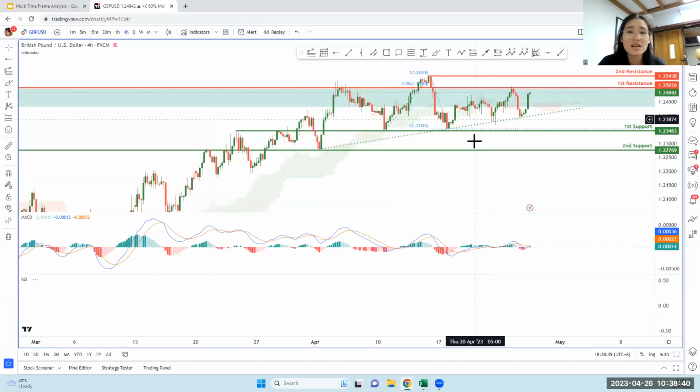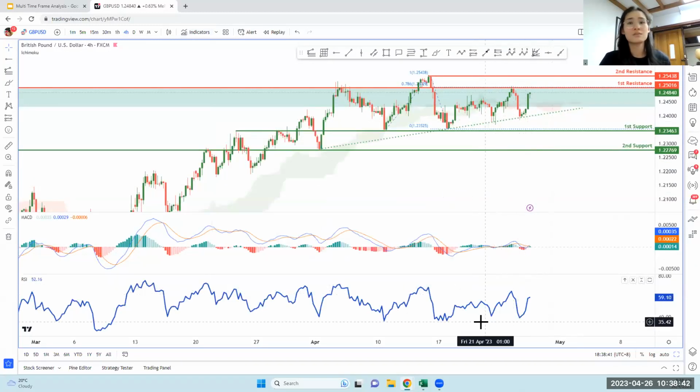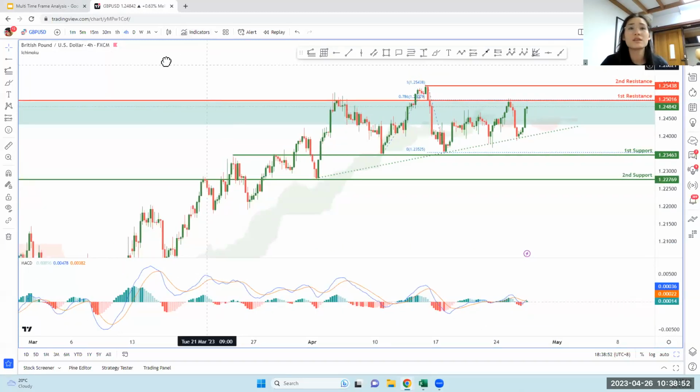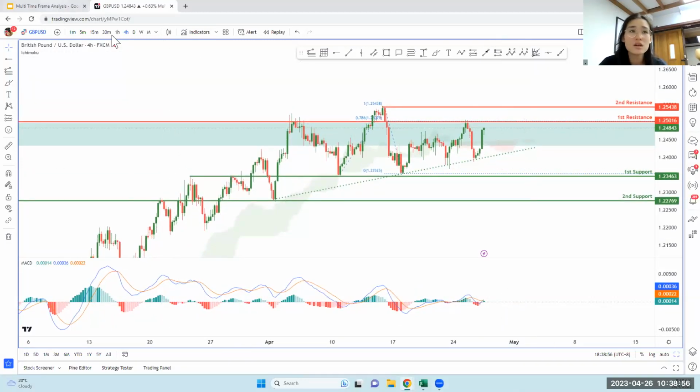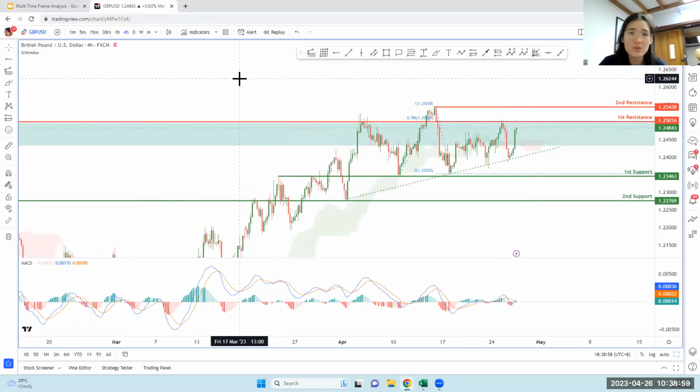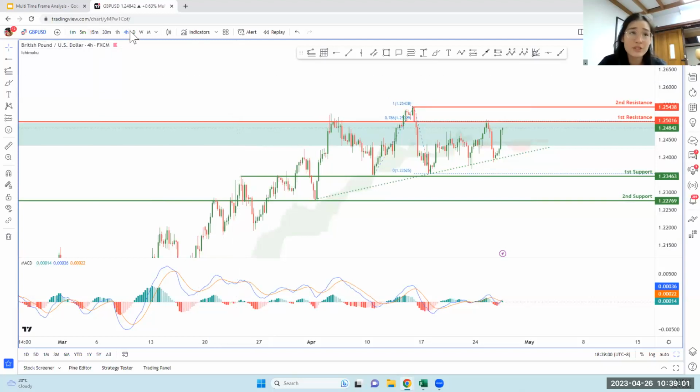Let's take a look at RSI. Okay, RSI isn't really telling us much, so I'm going to get rid of that. And yeah, so here it is. Sometimes you can compare between the indicators between the different time frames as well.